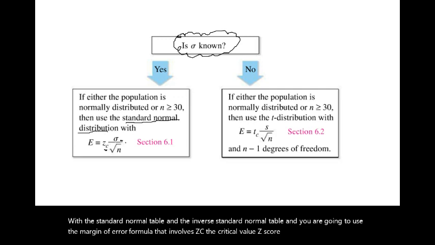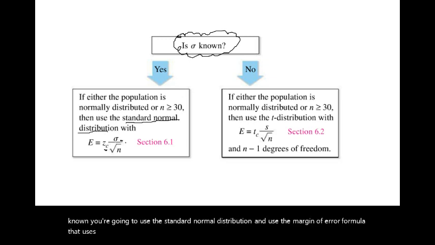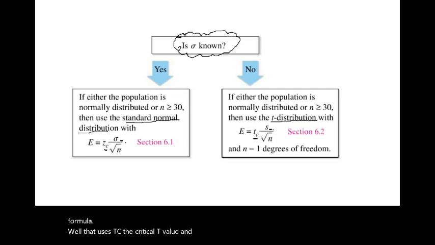So if sigma is known, you're going to use the standard normal distribution and use the margin of error formula that uses sigma. Now, if sigma is not known, you're going to use the t-distribution with the sample standard deviation. So if you do not know sigma, you're going to use the margin of error formula that uses TC, the critical t value, and the sample standard deviation S, keeping in mind that you have n-1 degrees of freedom.